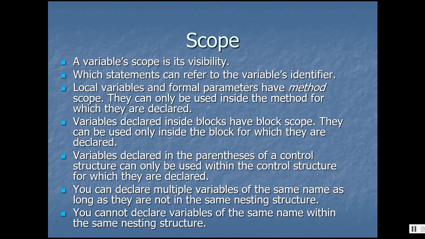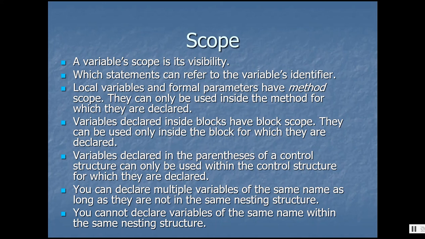In the parentheses of a control structure like a loop, for example, if you have your loop counter variable i, for i equals 0, i less than whatever, i plus plus, that is a little bit longer than the block scope. It lasts as long as that loop is executing. Whereas if it was within a block, that would only be accessible from within the block. The variable declared in the parentheses can be accessible within the block and also within the for loop statement itself.